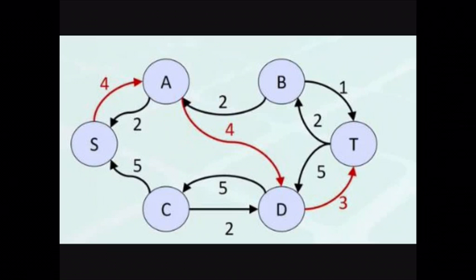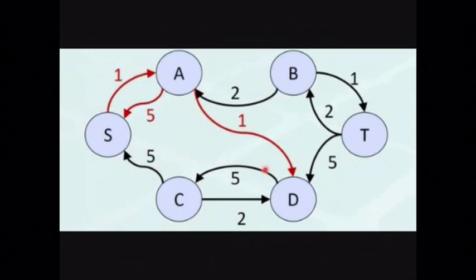Yes, there is path S, A, D, T. We need to find the smallest capacity of the arcs on this path, denoted by 3. Minus 3 from the capacity of each arc on the path. This will change to 1, this will be changed to 1, and this will be changed to 0, and we can remove it from the network.